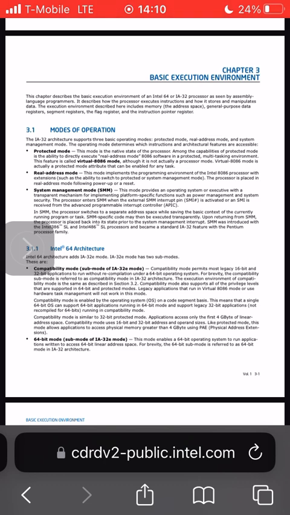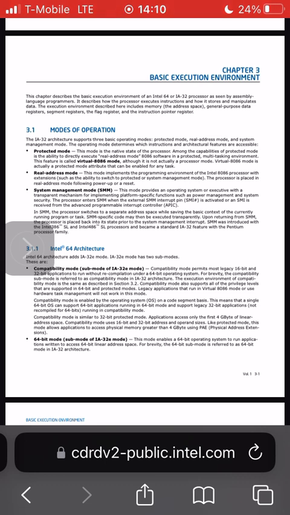Compatibility mode is similar to 32-bit protected mode. Applications access only the first 4 GB of linear address space. Compatibility mode uses 16-bit and 32-bit address and operand sizes. Like protected mode, this mode allows applications to access physical memory greater than 4 GB using Physical Address Extensions.